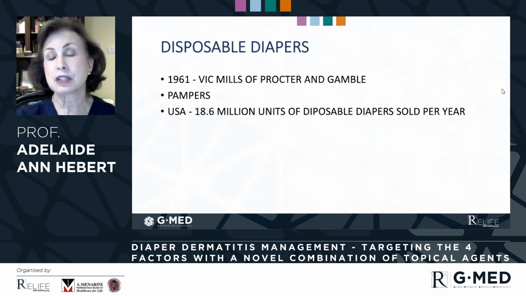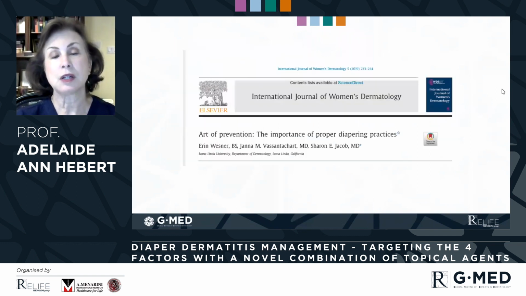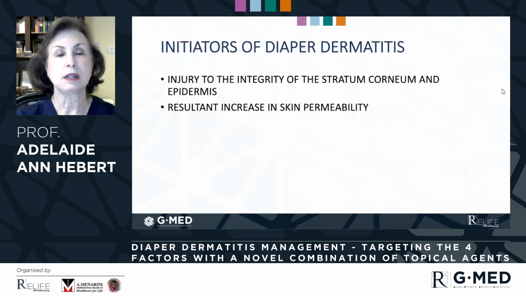Back in 1961, Procter & Gamble in the United States introduced the construct of disposable diapers, and it really made a big difference in overall diaper dermatitis prevalence. In the United States, there are over 18.6 million units of disposable diapers actually sold every single year. We have a recent journal article that really looks at the art of prevention of diaper dermatitis and the importance of diapering practices, where we have several initiators of diaper dermatitis that I will cover with you today.